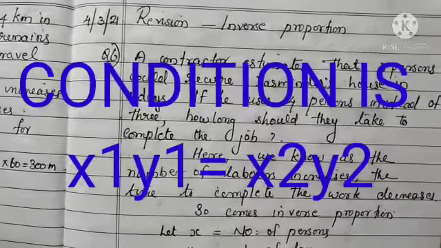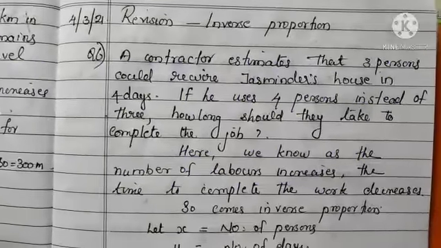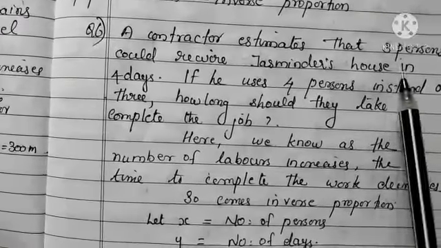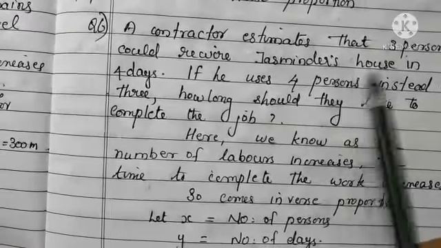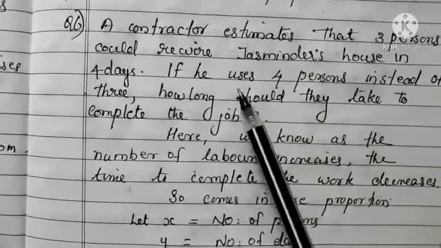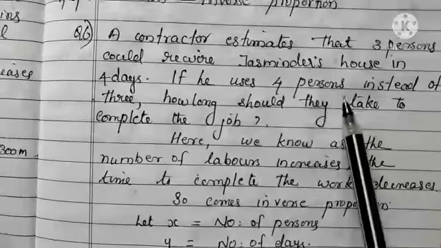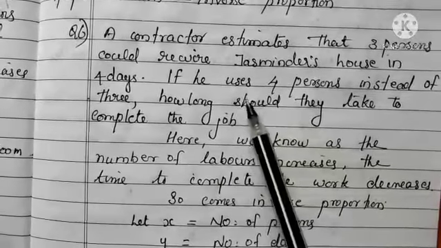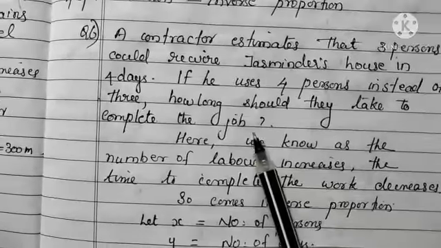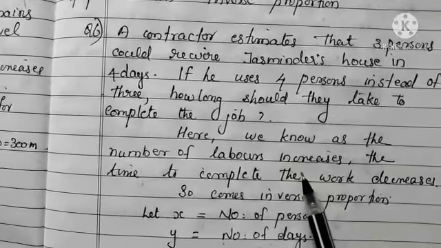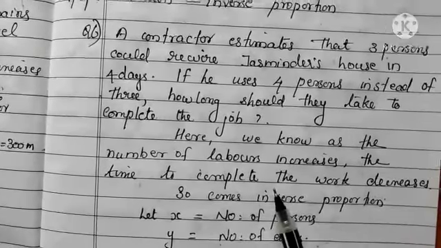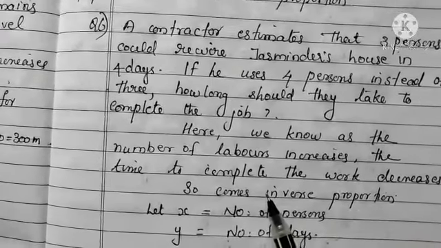We can do problems from exercise 13.2. This is the 6th question. A contractor estimates that 3 persons could rewire Jasminder's house in 4 days. 3 persons in 4 days. If he uses 4 persons instead of 3, how long should they take to complete the job? So children, here we know as the number of laborers increases, the time to complete the work decreases. Is it? So here comes the inverse proportion.